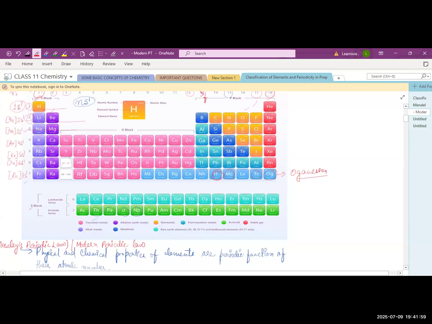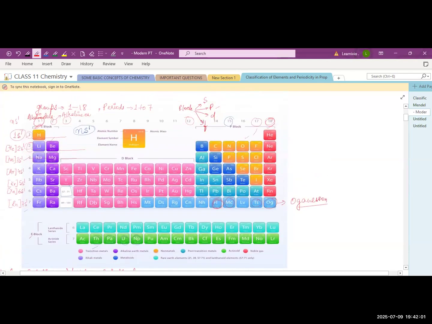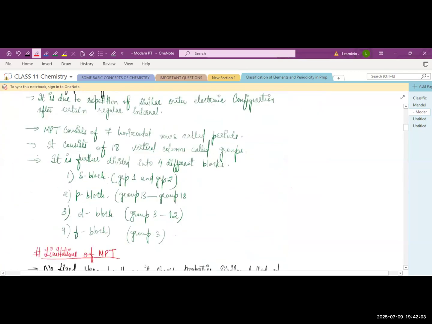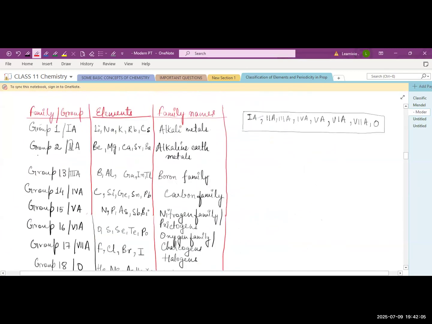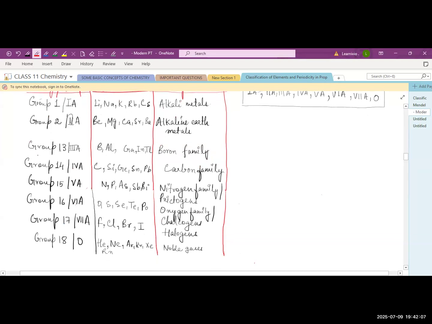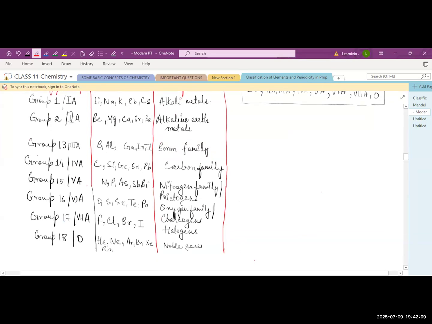Okay, ma'am. Okay, you can just copy from here. Group number 14: carbon, silicon, germanium, tin, and lead.